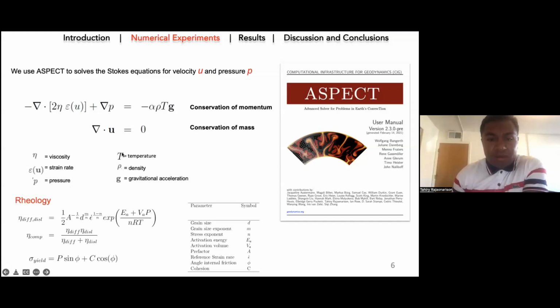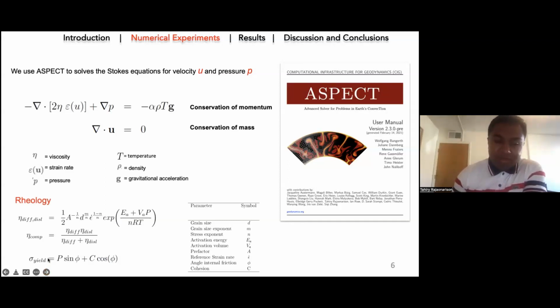There are different assumptions in this type of modeling, but one particular one that I'm going to talk about is the rheology. We use a nonlinear rheology that assumes diffusion and dislocation creep. In this formulation, the viscosity depends on temperature and the strain rate. In the sublithospheric mantle, we use a composite rheology, which is a harmonic average of diffusion and dislocation creep viscosity. And in the lithosphere, we try to mimic the real Earth.